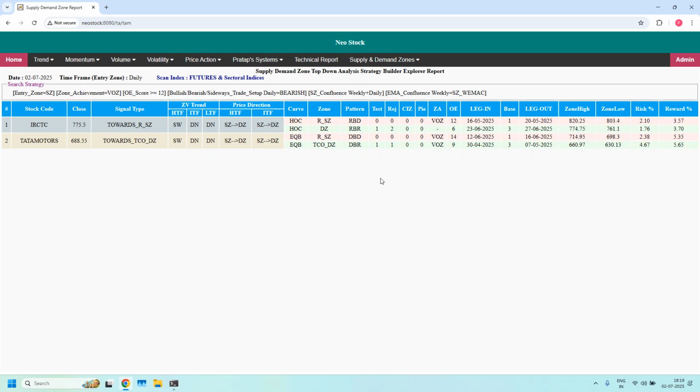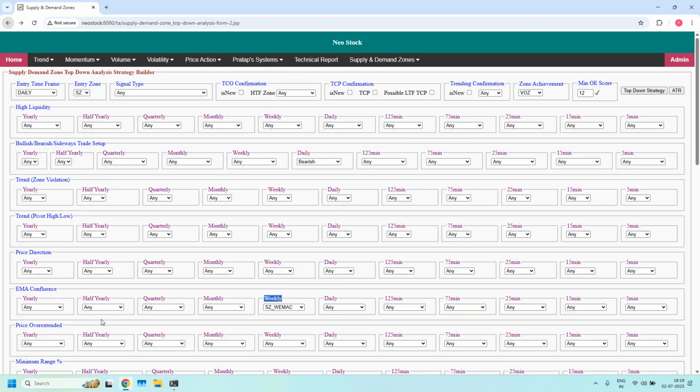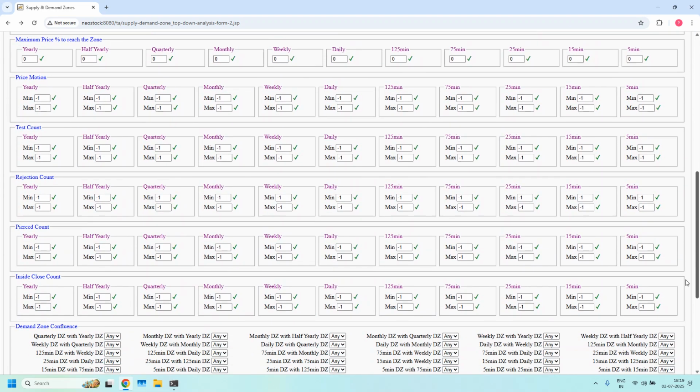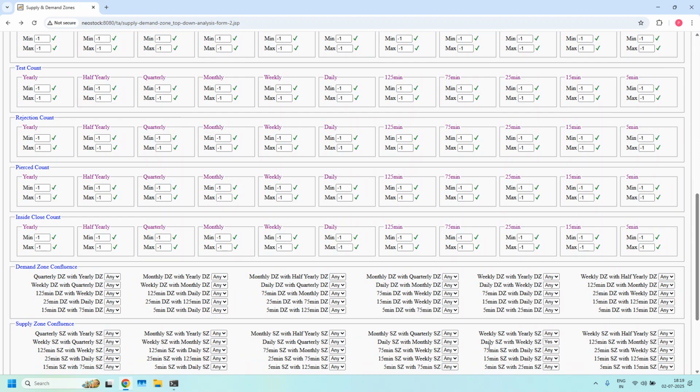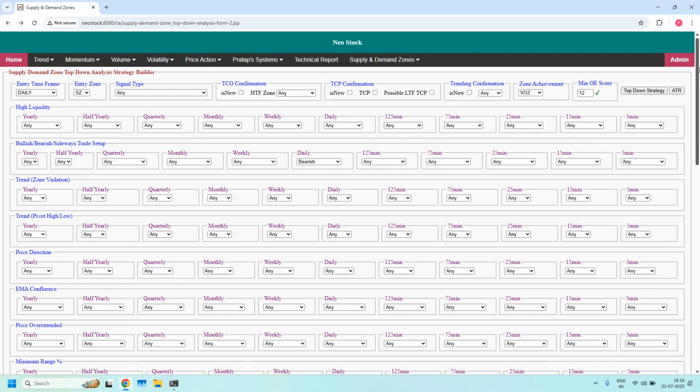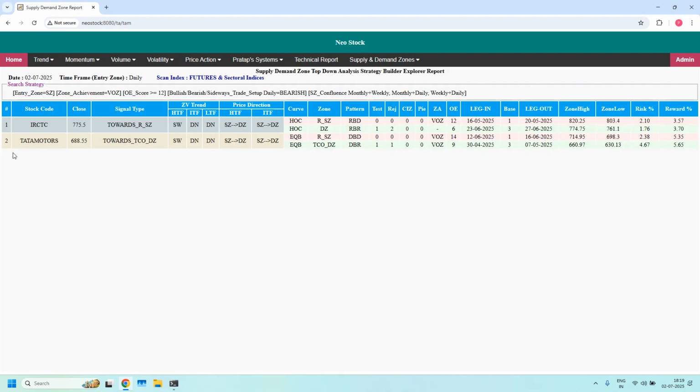Okay, next let us look into LTF, ITF and HTF supply zone confluence supported stocks. Daily, weekly and monthly supply zone confluence supported stocks. I am removing the EMA filter. In the supply zone confluence, 3 filters we have to set. The first one is already enabled, daily and weekly. Next, daily and monthly, and weekly and monthly supply zone confluence. With all 3 filters, we got 2 stocks.